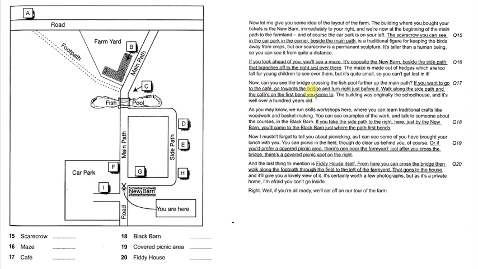So moving on to the cafe. This is where the writer of the exam got a little tricky. It says, now, can you see the bridge crossing the fish pool? They did not tell us to walk across the fish pool. That's the key. They said, can you see the bridge? If you want to go to the cafe, go towards the bridge and turn right just before it. Walk along the side path and the cafe is on the first bend that you come to. The answer is D.